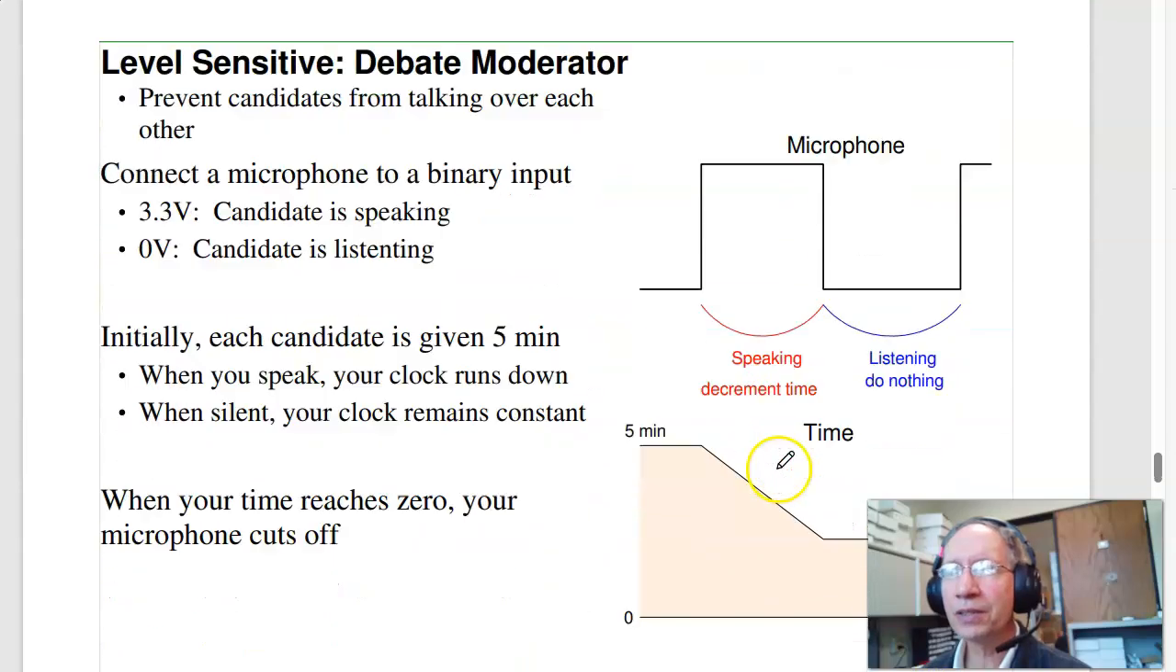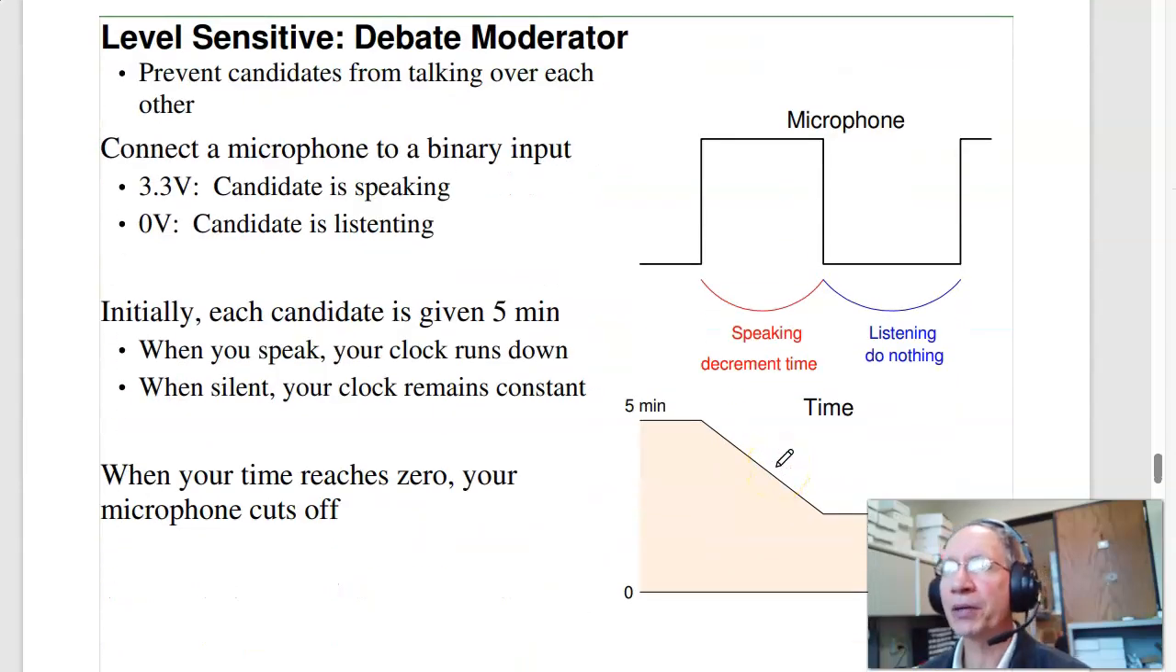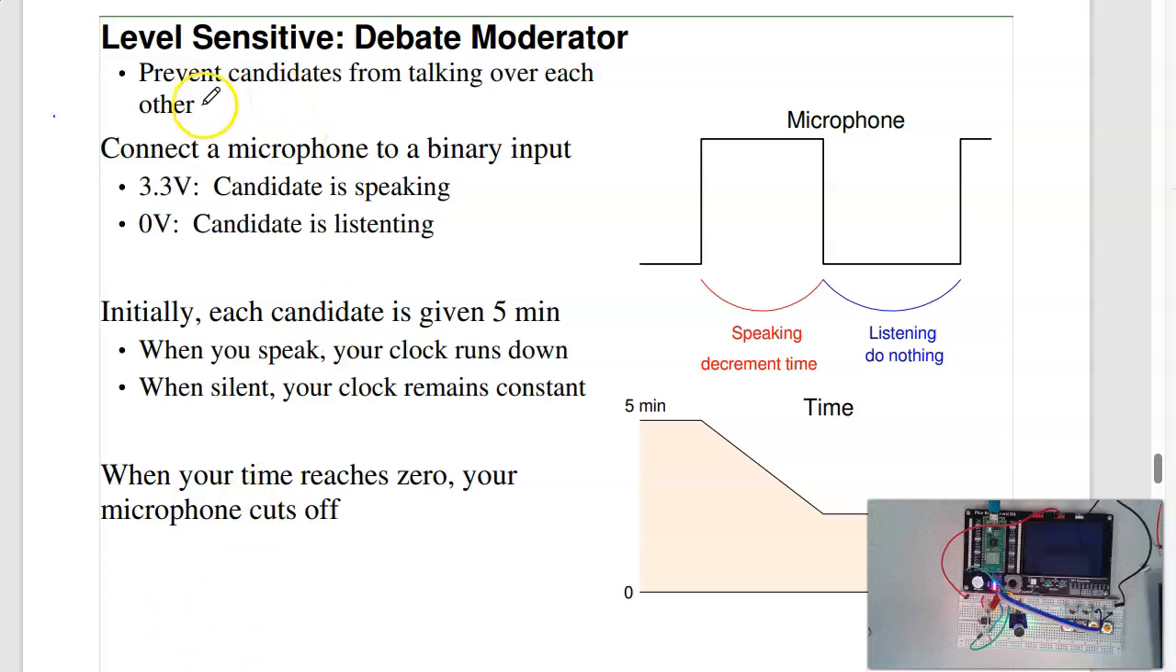So to illustrate that, let's come up with a debate moderator. Now what the debate moderator is going to do is kind of monitor people talking. If one person's talking, speaking over someone else, it'll actually penalize them. So the idea is every candidate gets so much time, like 5 minutes to talk. Use that 5 minutes however you want. You can spend it talking over someone else. You can talk when it's your turn. However you want to talk is fine, but you only get 5 minutes.